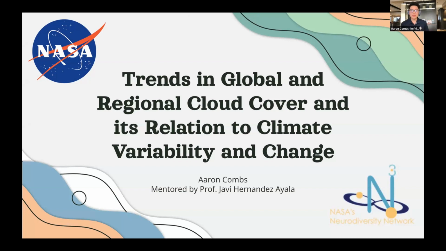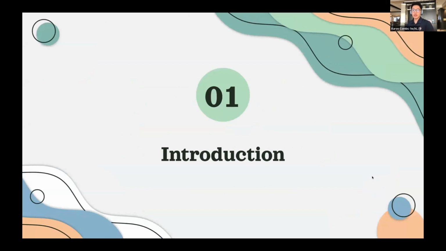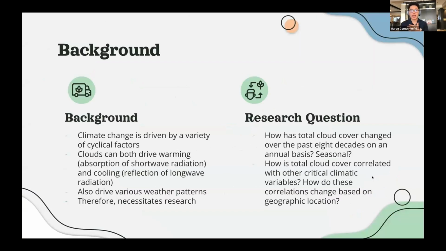Today, my name is Aaron Combs, and today I'll be speaking about my project on trends in global and regional cloud cover, and its relation to climate variability and climate change. So for a quick introduction, it's important to first understand that climate change is driven by a variety of cyclical factors, including cloud cover. And clouds are a really critical missing puzzle piece in current climate modeling, as you'll soon learn through my literature reviews.